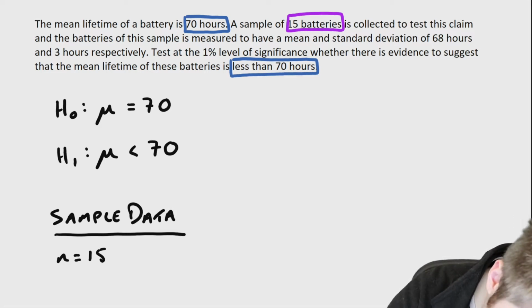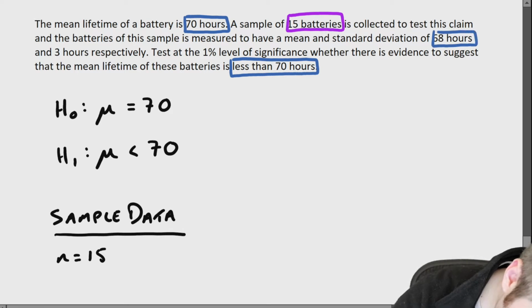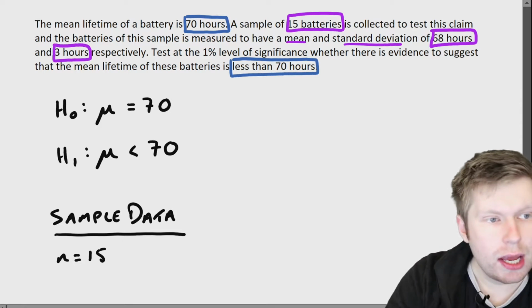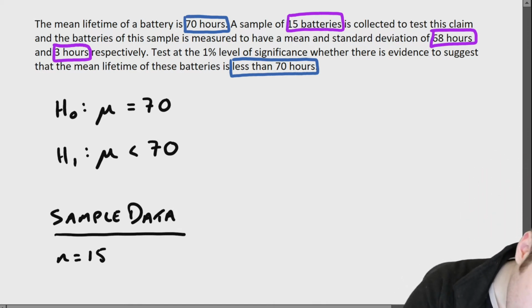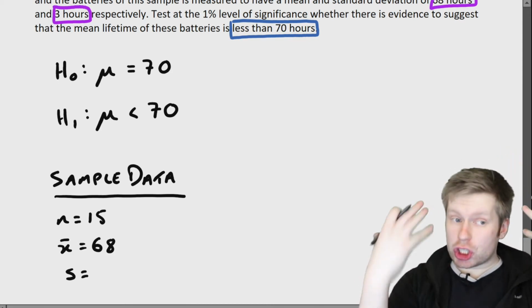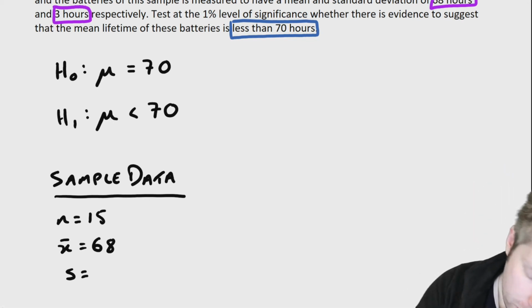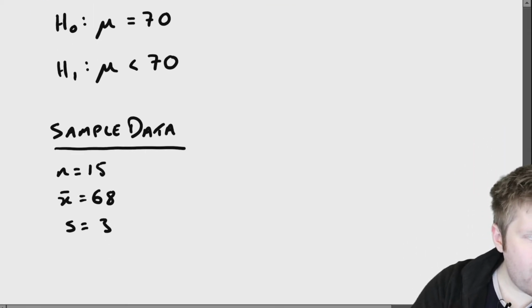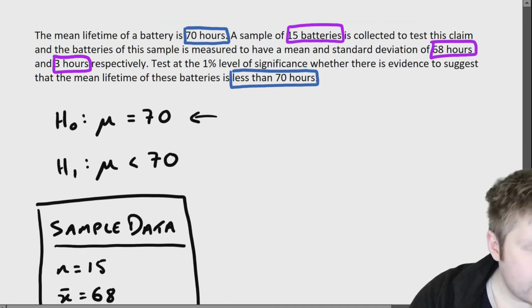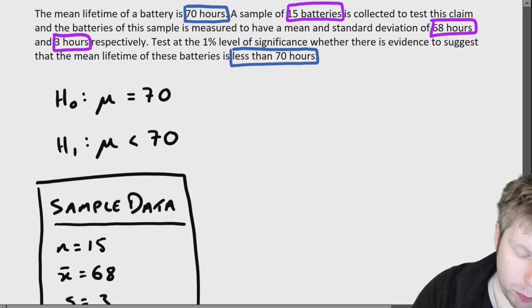I find that the mean and standard deviation is 68 hours. So 68 hours is the mean, with a standard deviation of 3 hours. That's what respectively means: I give the mean first, then the standard deviation. So the sample mean, x bar, is 68 hours. And the standard deviation, I'm going to write that down as S for sample standard deviation, because I'm measuring the standard deviation of the sample. I've not been given the standard deviation of the population. That's found to be 3 hours. So that is my sample data. That's the evidence which I'm going to use to suggest whether this null hypothesis is actually true or not, whether there's enough evidence to reject that null hypothesis.